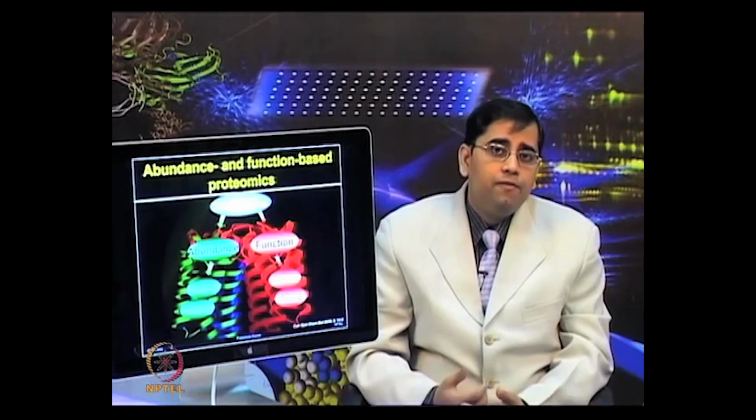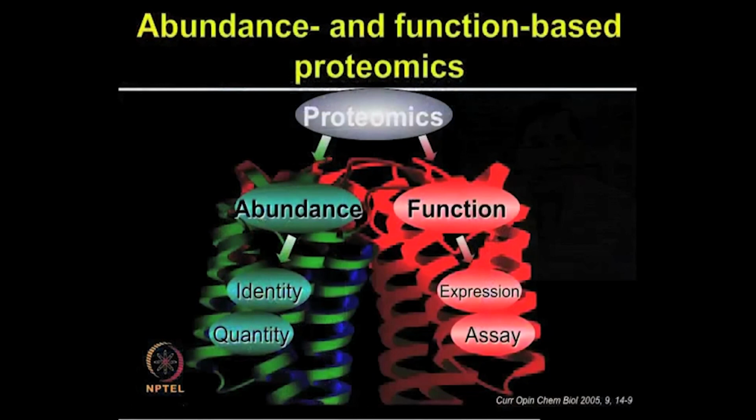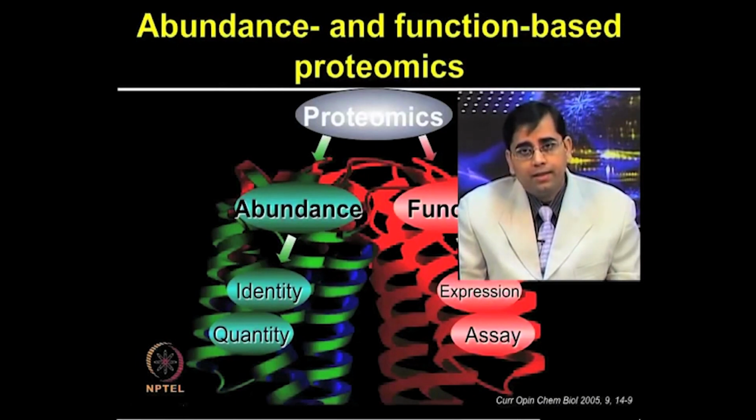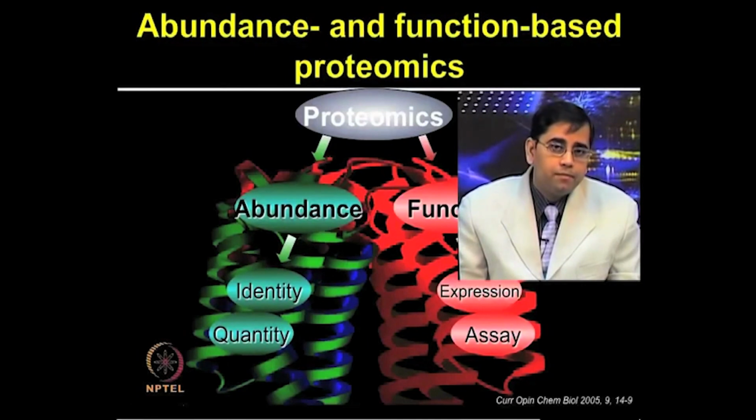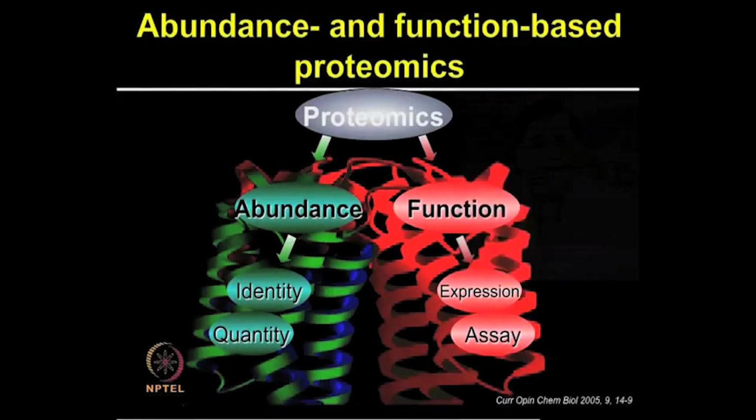The proteomic discipline can be grouped under two major disciplines: abundance-based and function-based proteomics. The abundance-based proteomics aims to measure the abundance of protein expression, whereas functional proteomics aims to determine the role of proteins by addressing protein interactions and their biochemical activities.